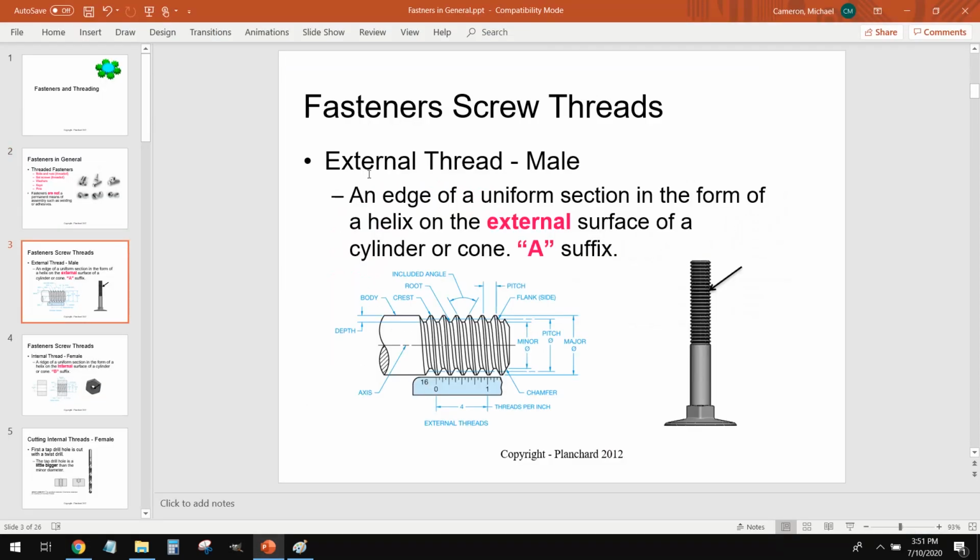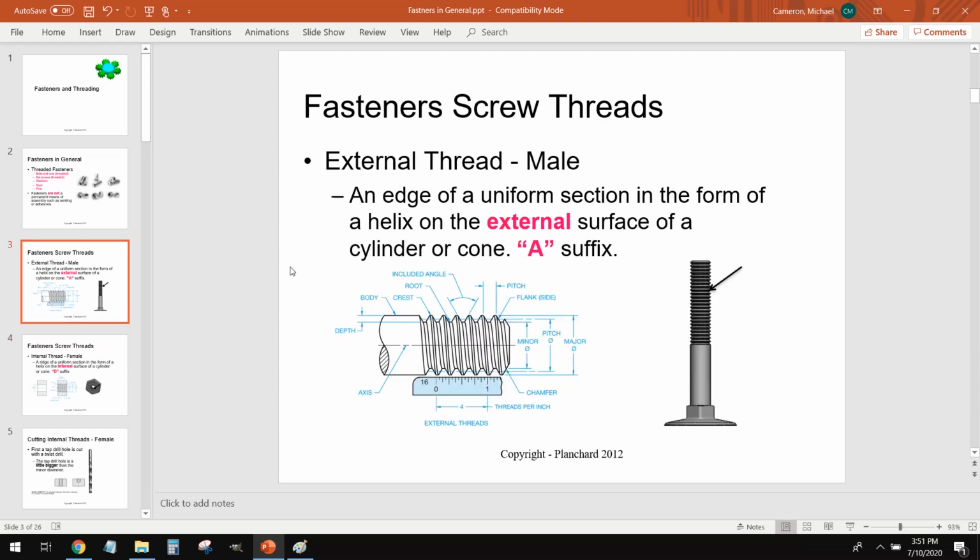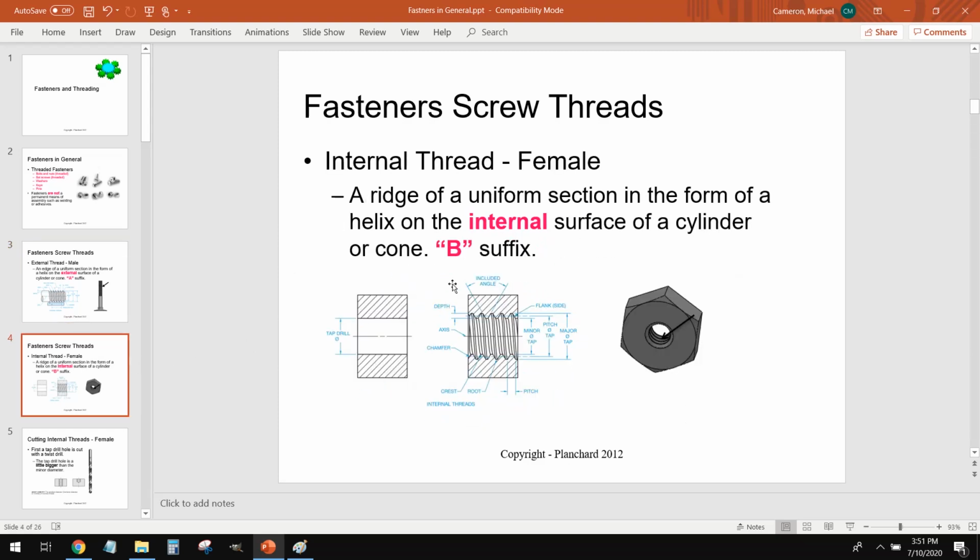So when it comes to threads, there are two types of threads. There are male threads, which we have on an exterior surface like a screw, and we have female threads, which we have on an interior surface like a nut. And we denote these with an A and a B suffix.